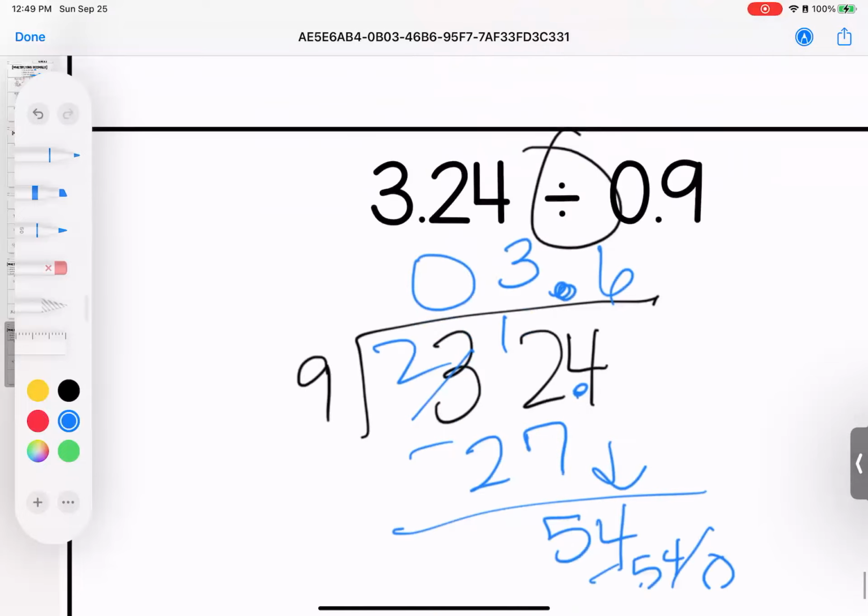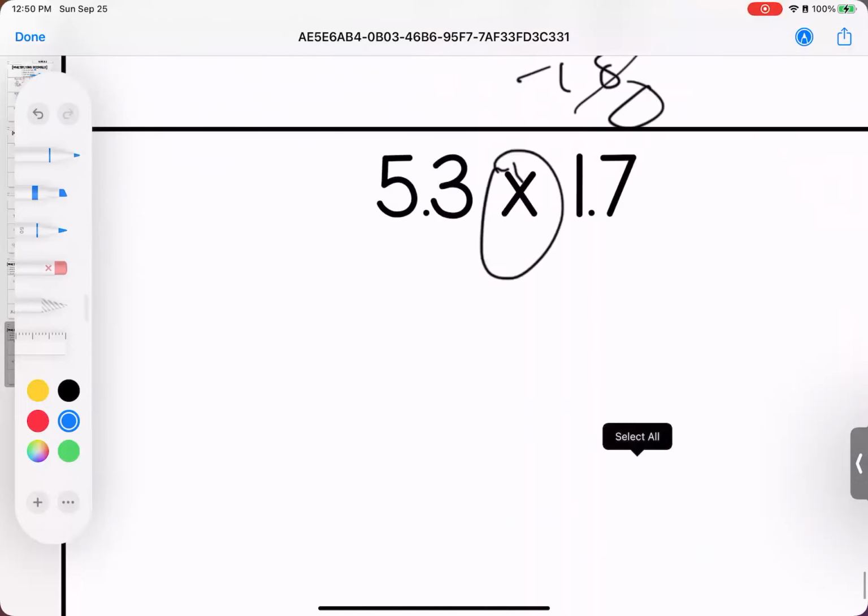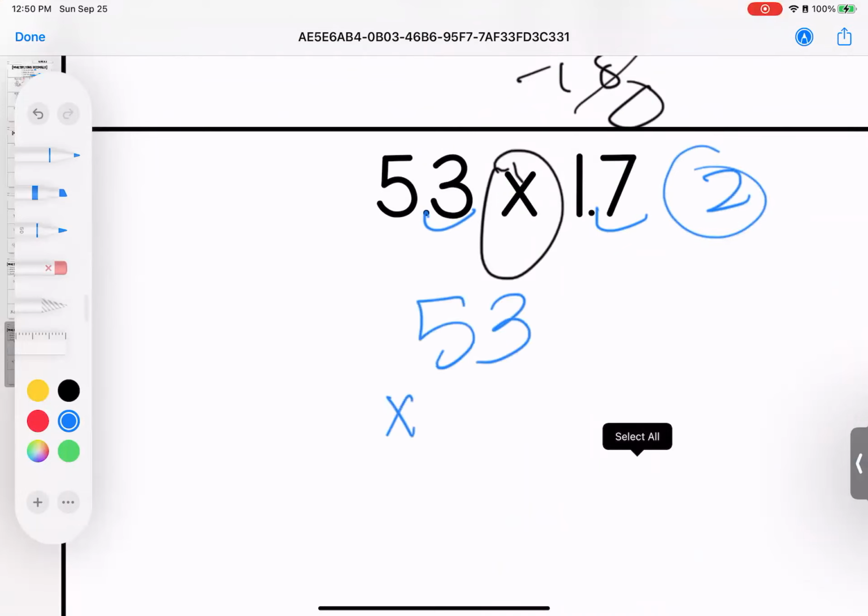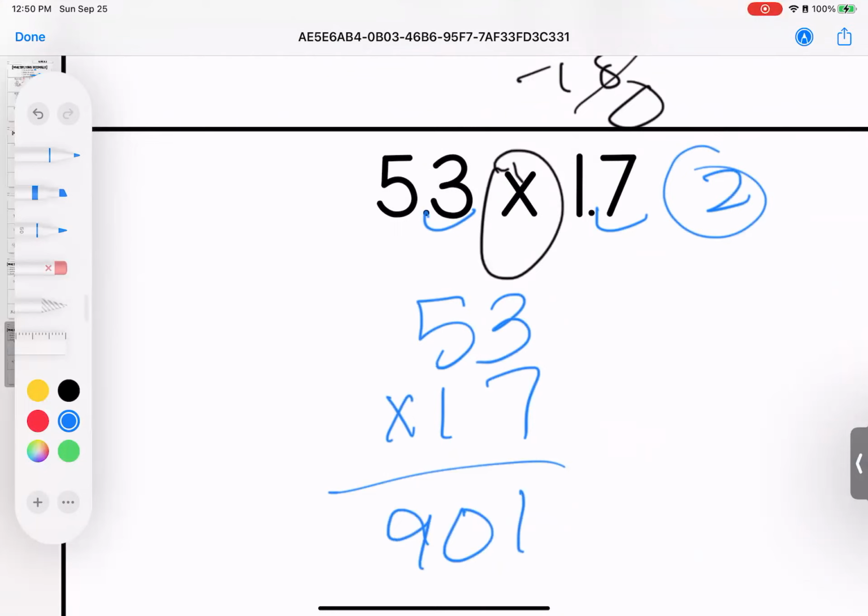And then the last one for this week, 1, 2. 53 times 17 gives us 901, 2 decimals. 1, 2. 9 and 1 hundredth. That brings us to the end. Please go ahead and stop your video now.